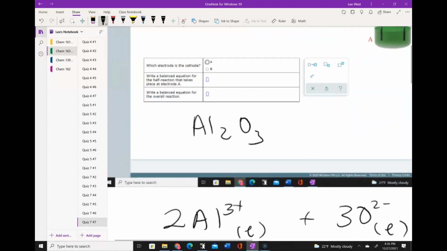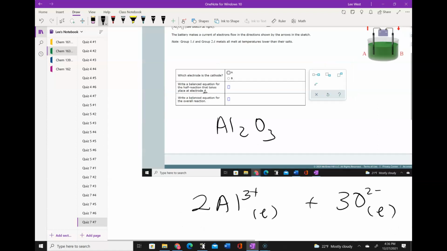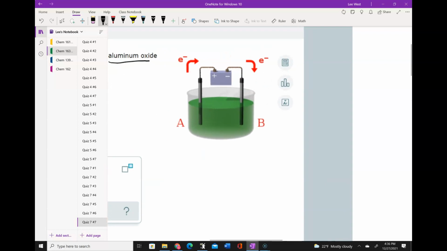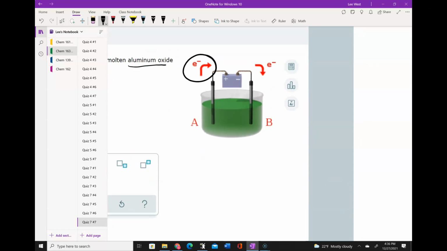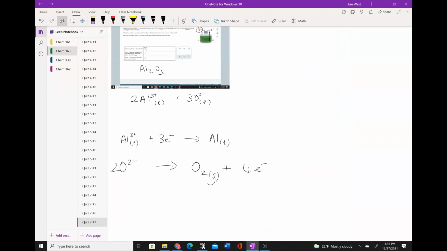Okay, so it says write a balanced equation for the half reaction that takes place at electrode A. So we have to decide are electrons being lost or gained at A. And you can see that electrons are being lost at A. So which of those two half reactions involves the loss of electrons? It's this one, right? So that is going to be A. That's where electrons are coming out of the system. Here are those electrons here, all right?